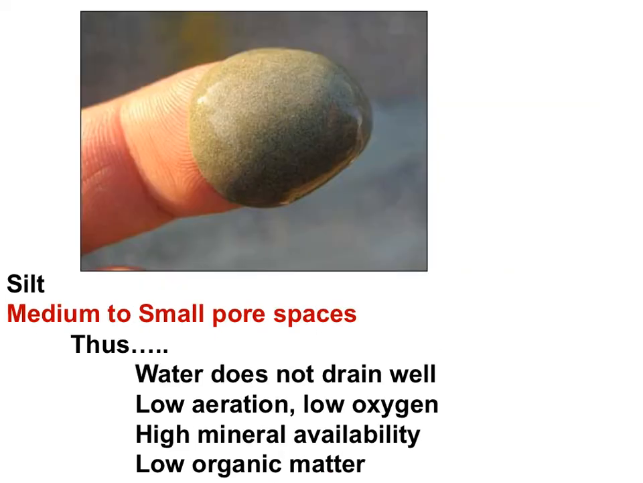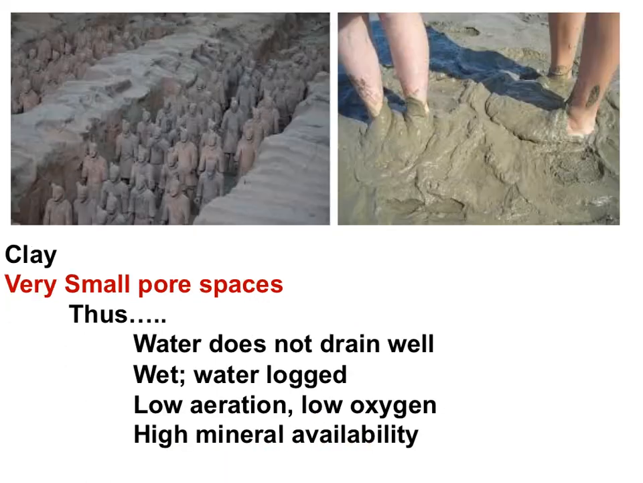Silt has medium to small pore spaces. Water does not drain well, low aeration, low oxygen, high mineral availability, however, and low organic matter. Now, clay has very, very small pore spaces. Thus, water does not drain well, but it holds water well. Thus, it's very wet. It's waterlogged because its water holding capacity is very high. Very low aeration, low oxygen availability, but high mineral availability.